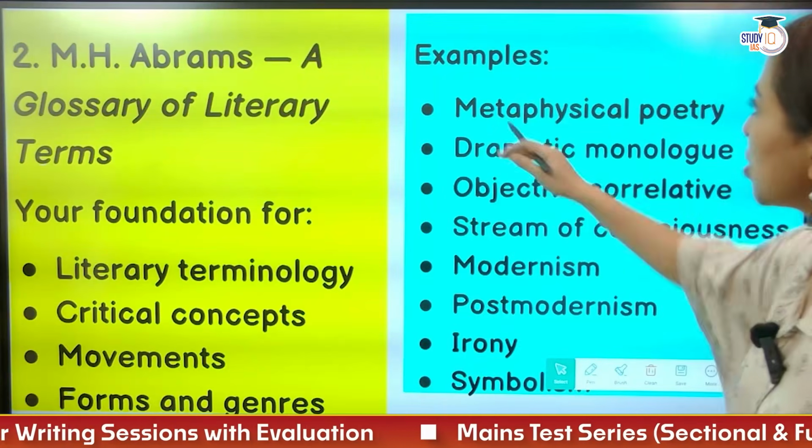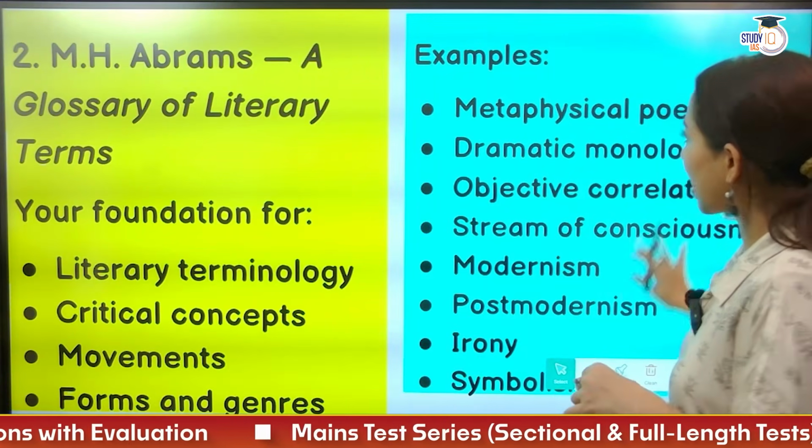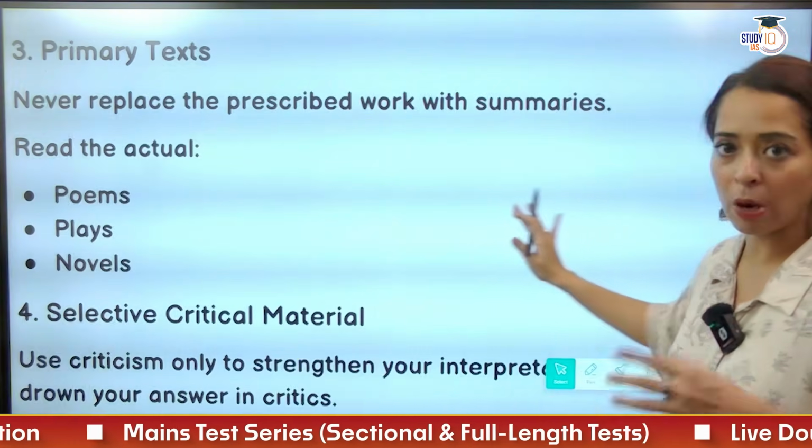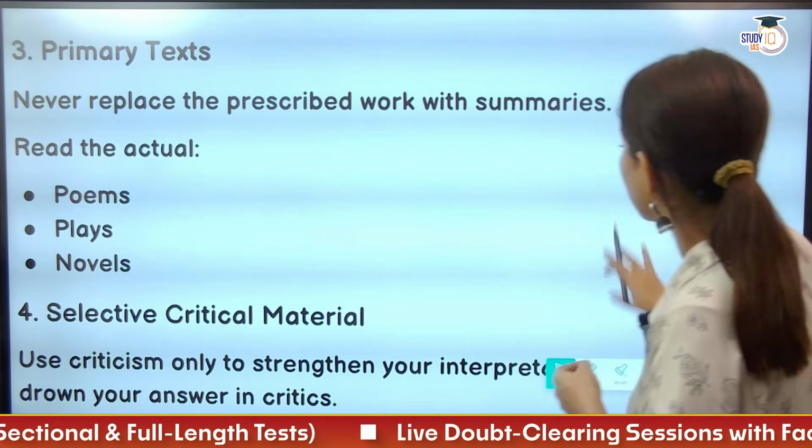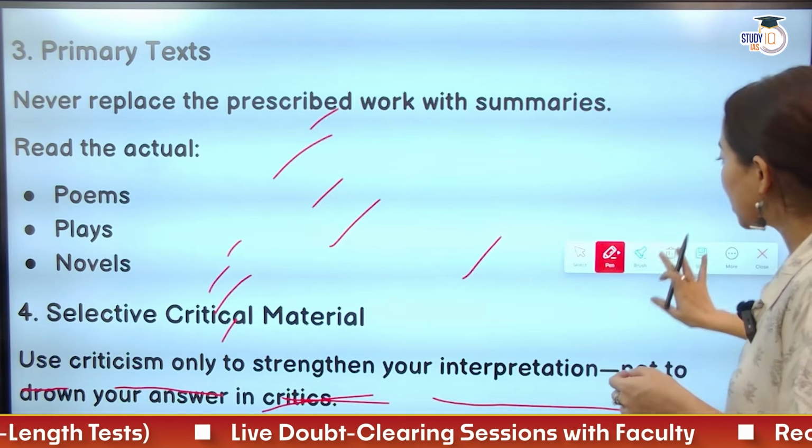All right. So then you have M.H. Abrams. I've told you this glossary of literary terms, and I'm just talking about this Routledge History of English Literature. So never replace the prescribed work with summaries. Yes, that's important, guys. Summaries are good.